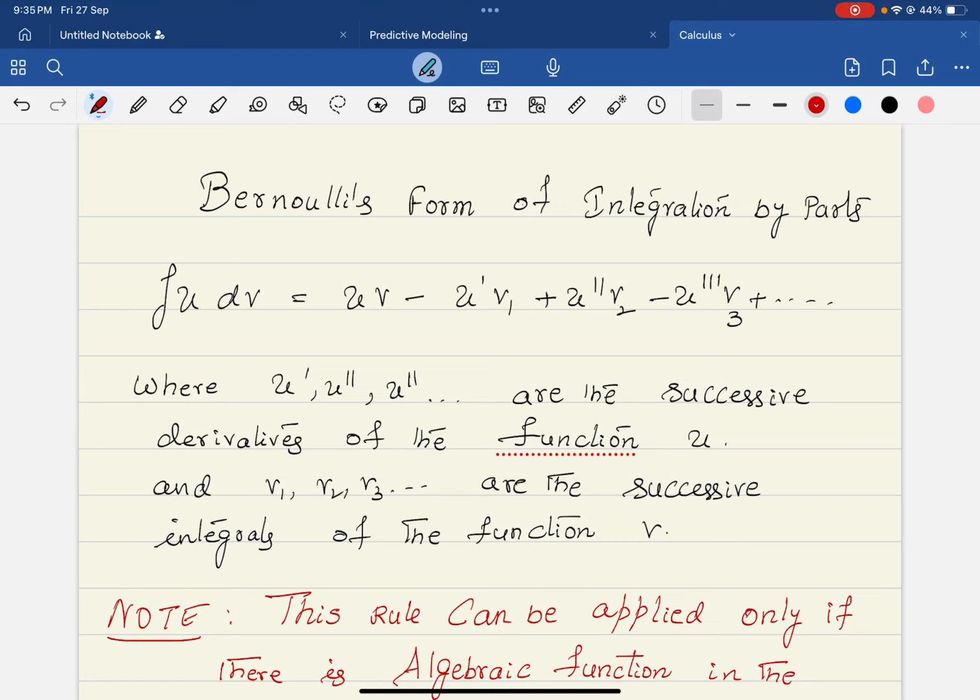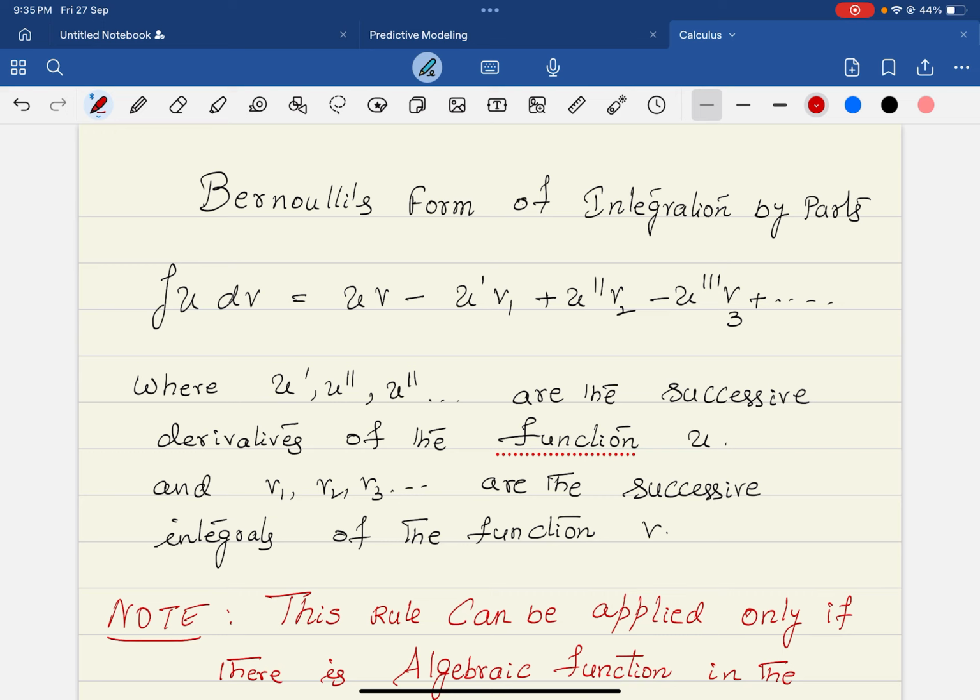Yes, in the last video, we have done the integration by parts. That is the third method of integration. Now, in the same integration by parts, there is a small shortcut method, which is given by the Bernoullis. That is called the Bernoullis form of integration by parts.